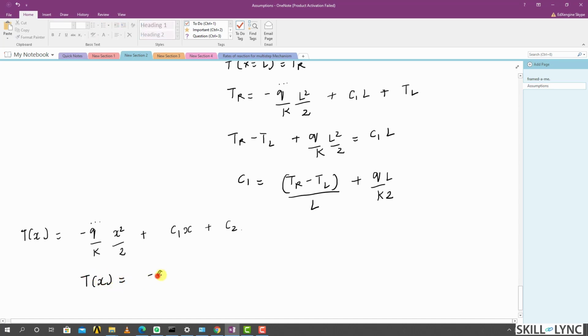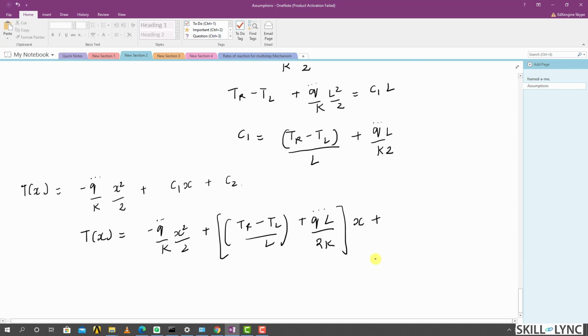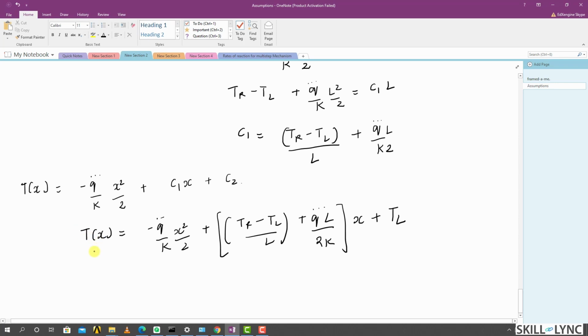So T of x is going to be minus q triple dot by K times x square by 2 plus TR minus TL by L plus, this should be q triple dot L by 2 times K, and this entire thing has to be multiplied by x, plus C2, which is nothing but TL. Now obviously there is room for simplification, but this right here gives us an expression.